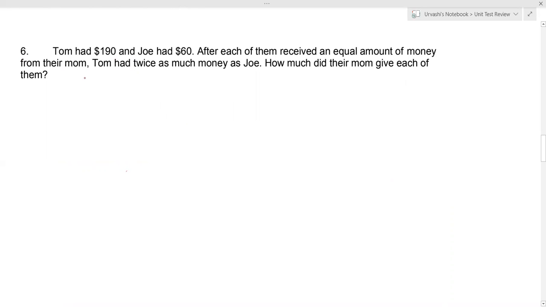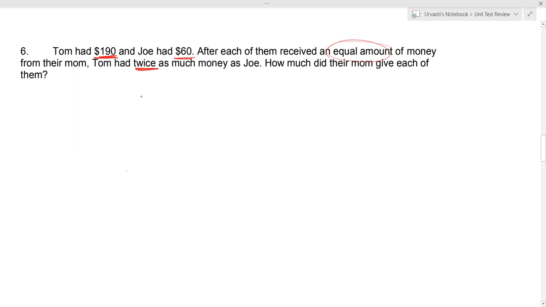So Tom had $190 and Joe had $60. After each of them received equal amount of money from their mom, Tom had twice as much money as Joe. How much did their mom give each of them?